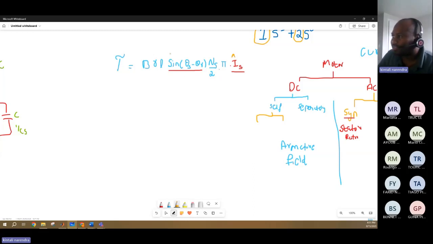Now imagine there is a sine function. Depending upon the angle between theta S and theta R, the torque is varying, right? Imagine if theta S minus theta R is equal to 90 degrees. Or imagine if theta S minus theta R is equal to 0 degrees. What is the torque?